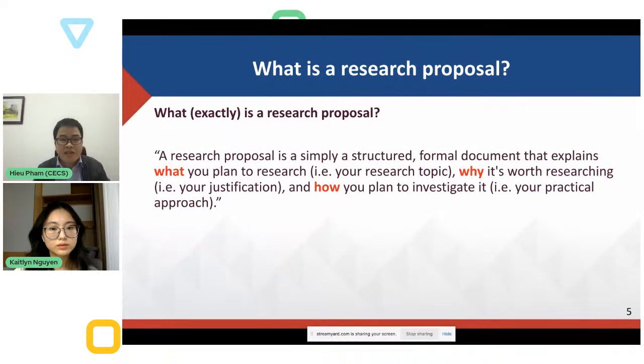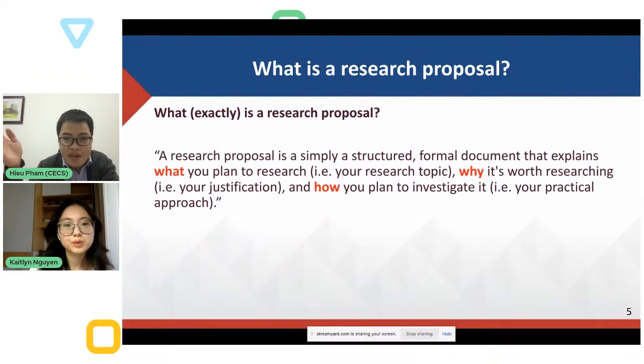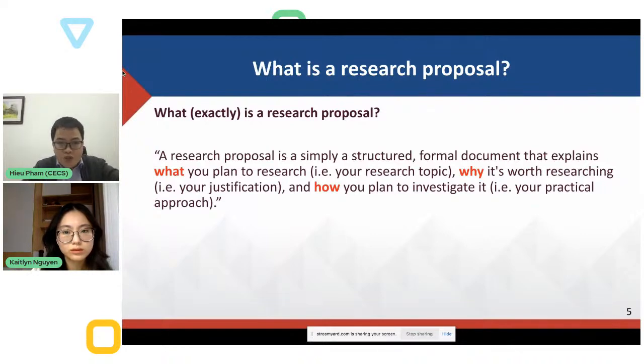So the question here is, what exactly is a research proposal? Maybe you have heard about that, but when I ask you what exactly a research proposal is, it's quite simple. A research proposal is simply a structured and formal document that explains what you plan to research, what you plan to do, why it's worth researching, and how you plan to achieve your research goal.